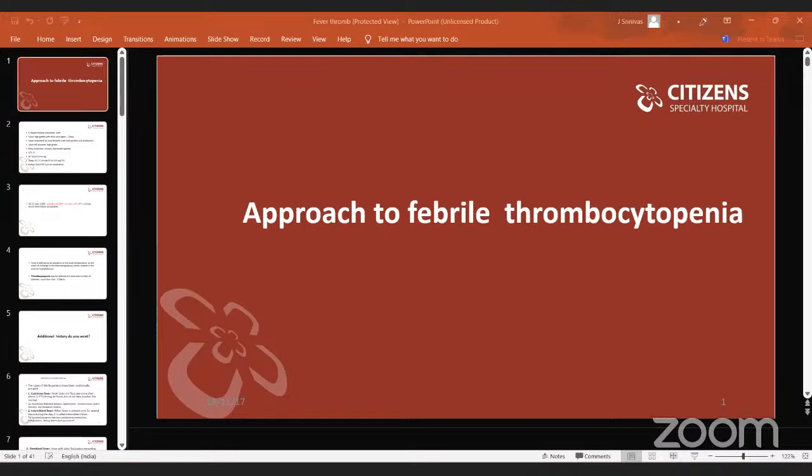Just briefly, fever is defined as elevation of the body temperature as a result of change in the thermoregulatory center located in the anterior hypothalamus. And thrombocytopenia, we know, is less than 1.5 lakhs. Basically fever is a protective thing, but if it is unregulated, it can sometimes cause damage to the body.